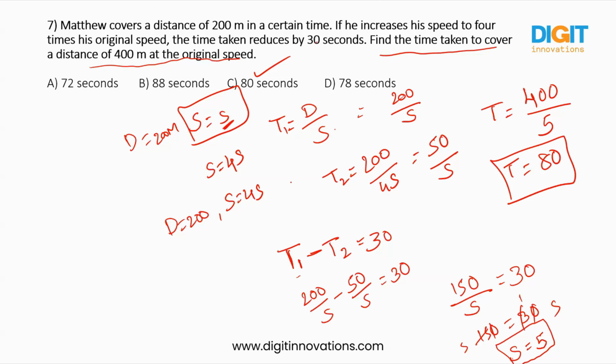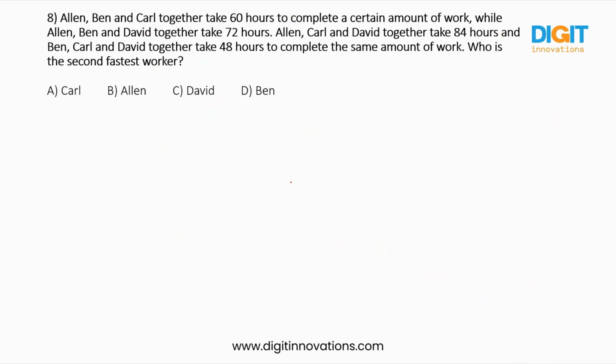Next one. Ellen, Ben and Kale together take 60 hours to complete a certain amount of work, while Ellen, Ben and David together take 72 hours. Ellen, Kale and David together take 84 hours, and Ben, Kale, David together take 48 hours to complete the same amount of work. Who is the second fastest worker?